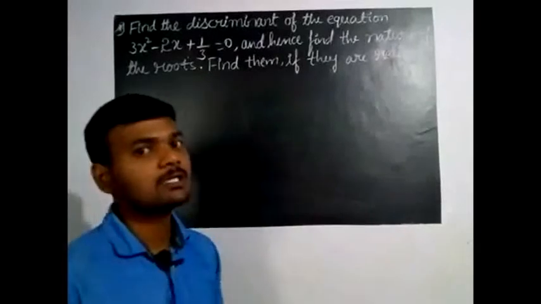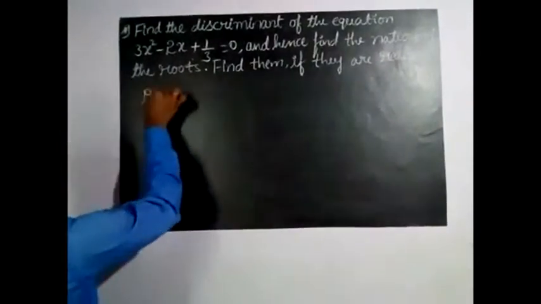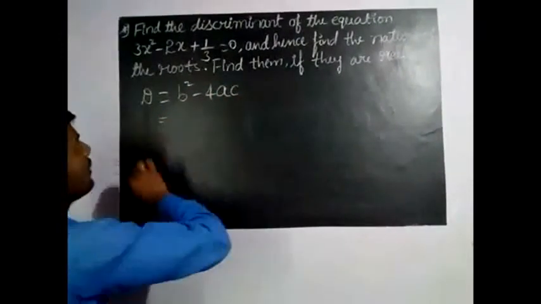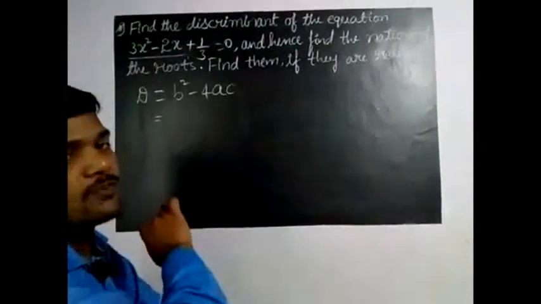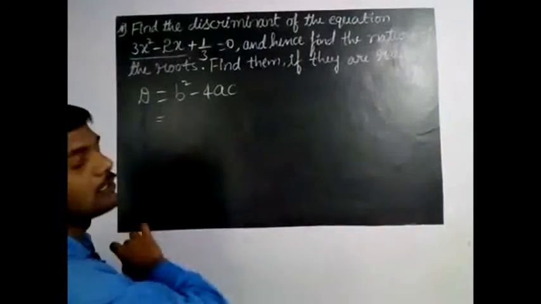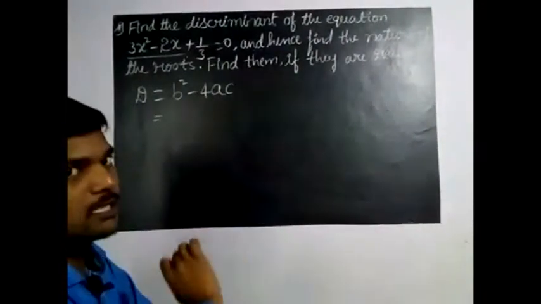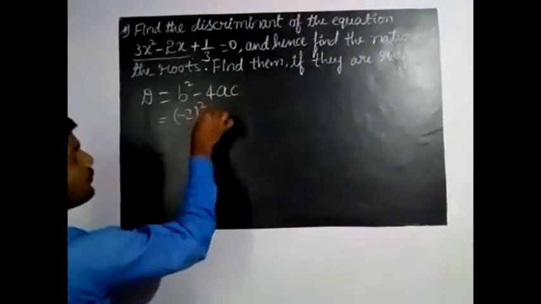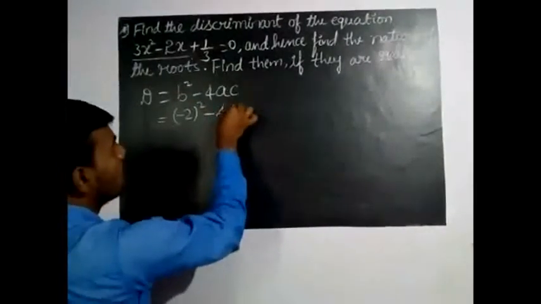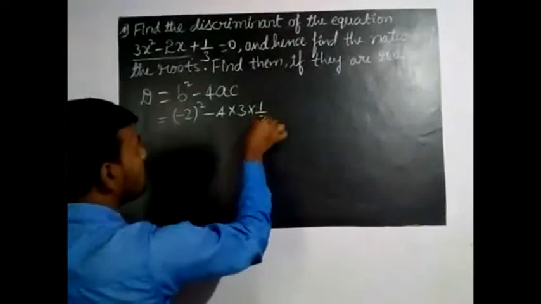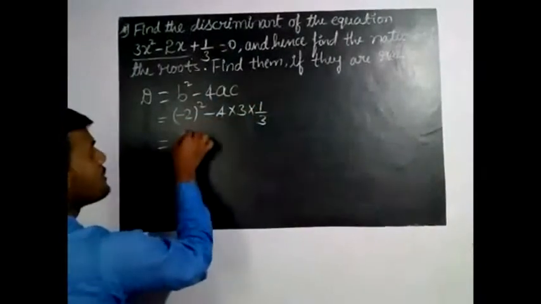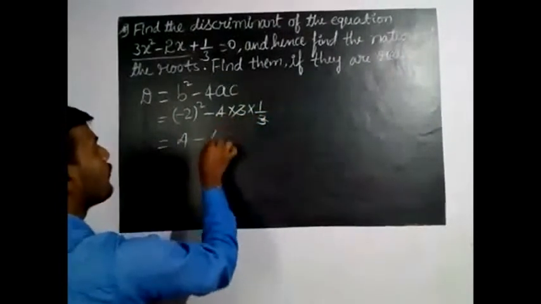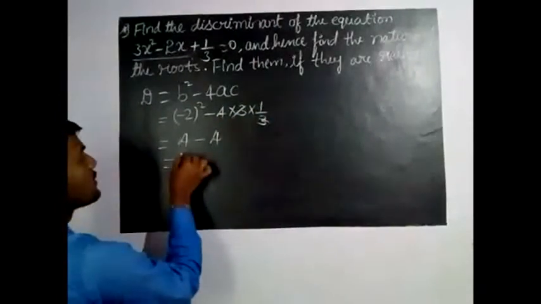So we know that the discriminant of the quadratic equation is D = b² − 4ac. In the given equation, the value of a is 3, the value of b is −2, and the value of c is 1/3. Let us simplify: b² means (−2)², minus 4 into a, which is 3, and c, which is 1/3. Now (−2)² is plus 4, minus here the 3 and 1/3 cancel, and what is left is 4 into 1, which is 4 only. So 4 − 4 becomes 0.